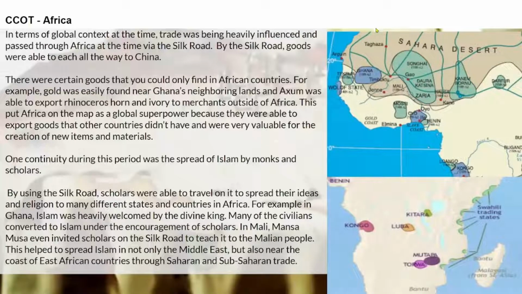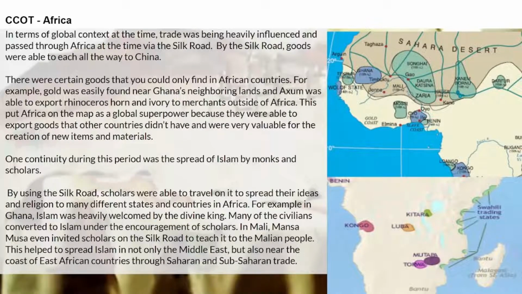In terms of global context, one thing that was happening around the world and also in Africa was basically the traveling of goods and ideas via the Silk Road. So an example of goods being passed on the Silk Road would be Ethiopia.